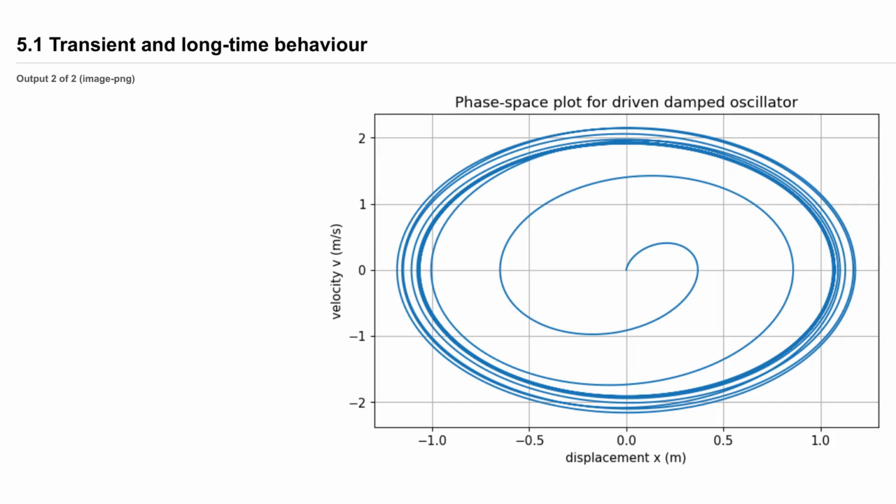The phase space plot shows the same transition from a different perspective. The trajectory starts at the origin and spirals chaotically before eventually locking into a stable, repeating elliptical orbit. This stable loop confirms that the system has reached its long-time steady state.